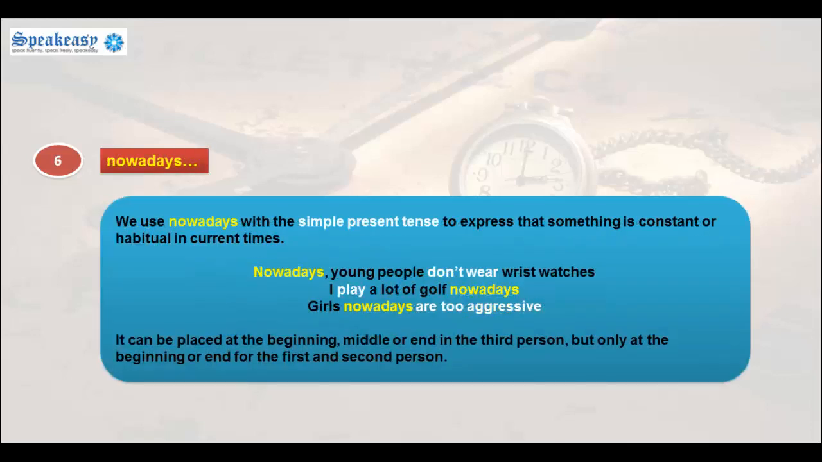We use nowadays with the simple present tense to express that something is constant or habitual in current times. Nowadays, young people don't wear wristwatches. I play a lot of golf nowadays. Girls nowadays are too aggressive. Nowadays can be placed at the beginning, middle or end in the third person, but only at the beginning or end for the first and second person.